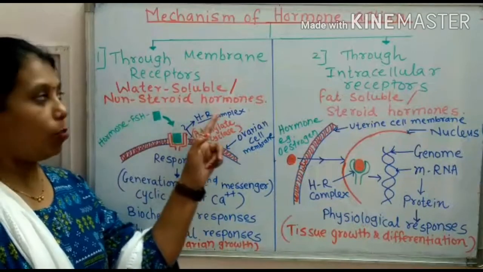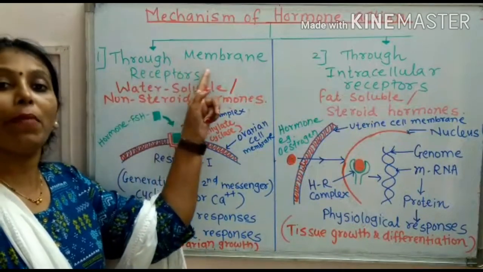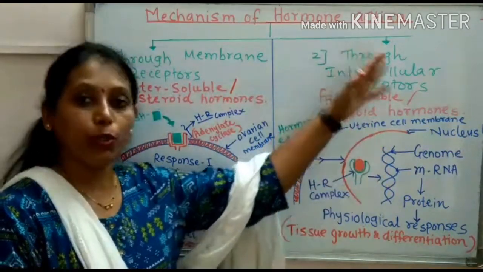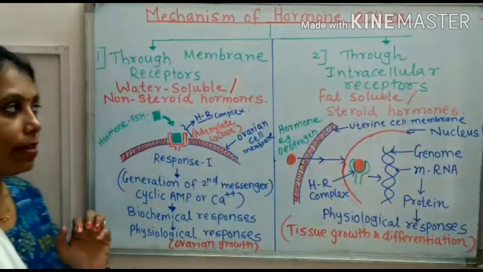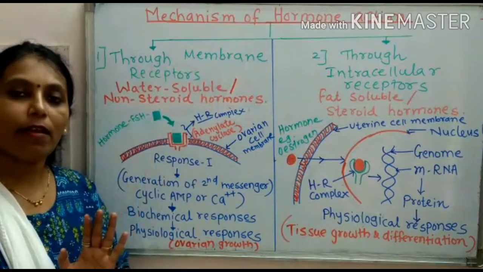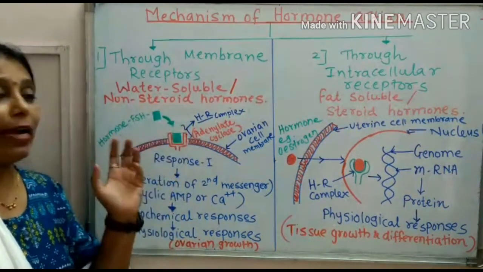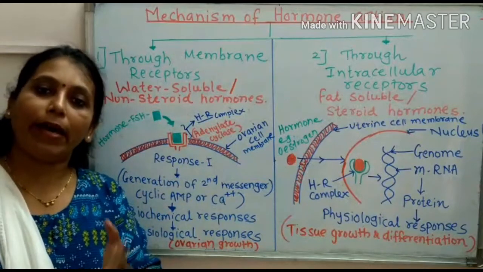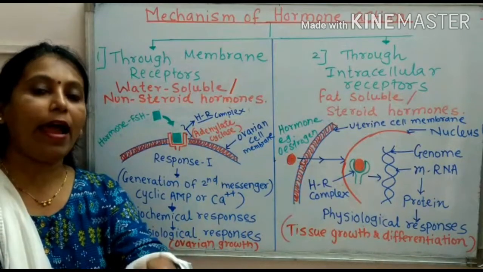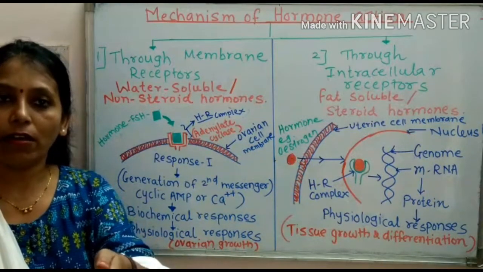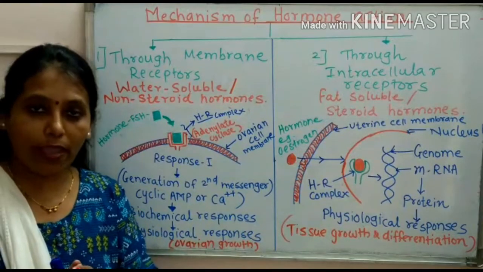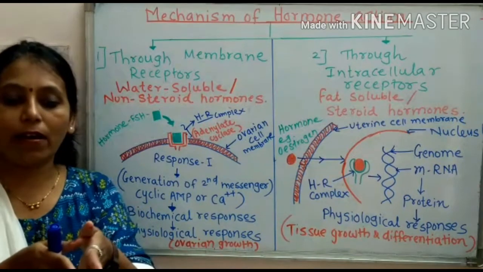Water soluble hormones act through membrane receptors, and fat soluble or steroid hormones act through intracellular receptors. Now let us study the first one, that is through membrane receptors. Before that, the hormones are secreted by endocrine glands. They come into the bloodstream, and through the bloodstream they reach their target organ. So the distance is too far; the action can be seen at a distance.